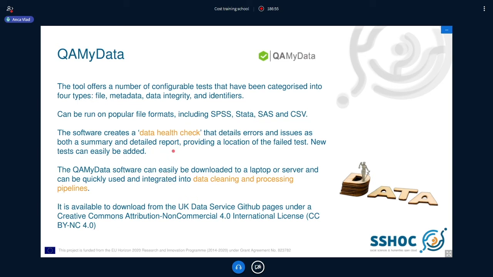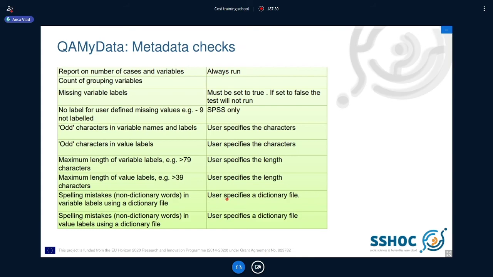It creates that health check report, the HTML report that I mentioned. It can be downloaded onto your computer or laptop, and it can be easily used and integrated into data cleaning and processing pipelines. So it can also be adopted by archives and repositories. We make it available from our GitHub page under a Creative Commons license, so it's openly available. And I will show you where you can find it on our website during the demo as well.